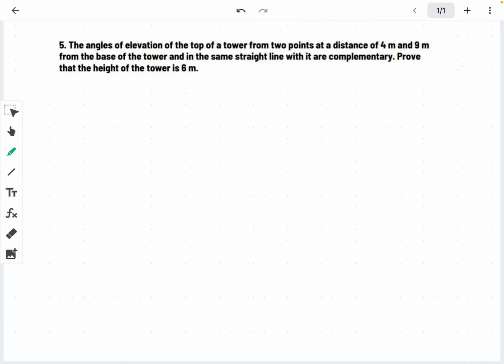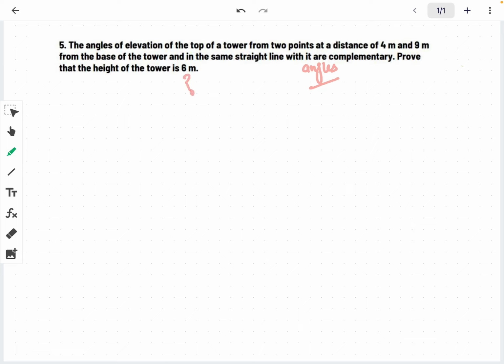In this question, it is said the angles of elevation of the top of a tower from 2 points at a distance of 4 meter and 9 meter from the base of the tower and in the same straight line with it, are complementary. Prove that the height of the tower is 6 meter.